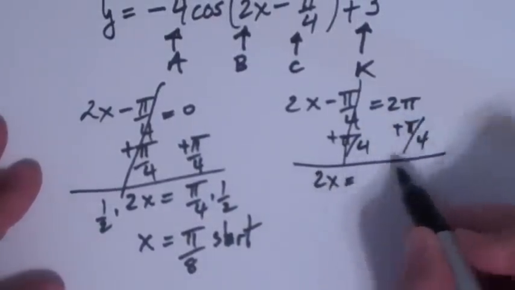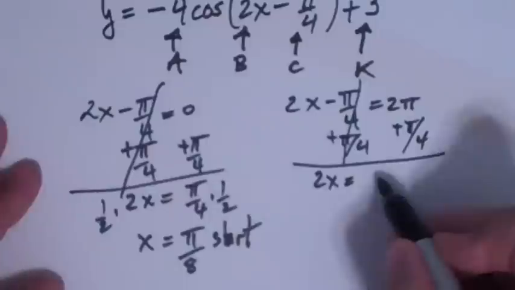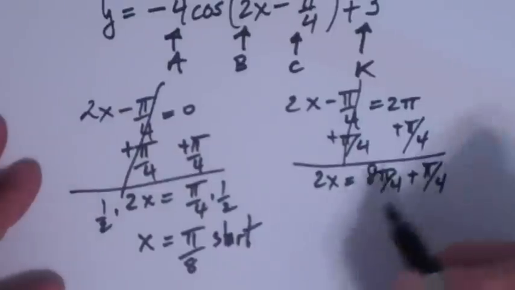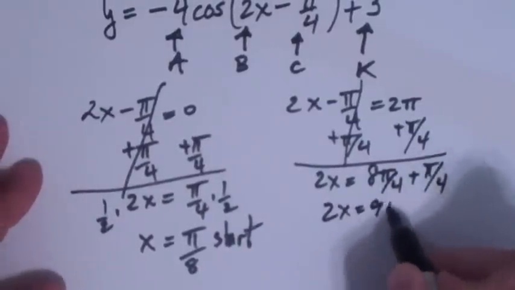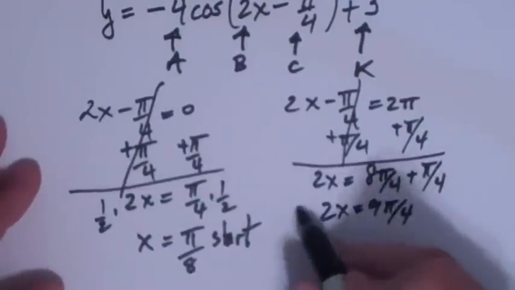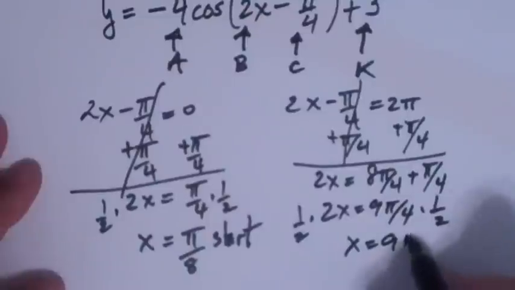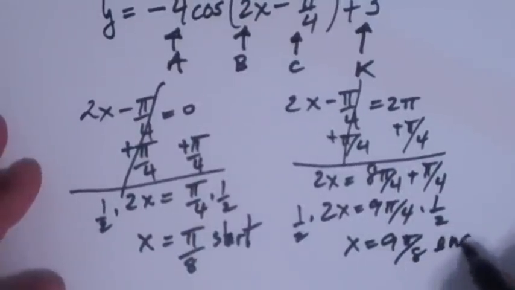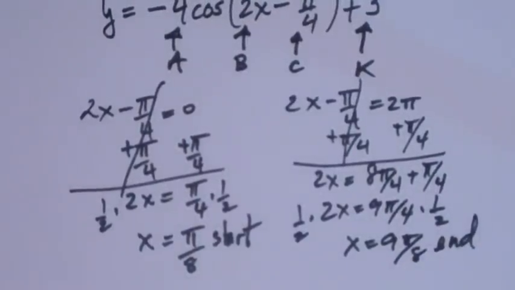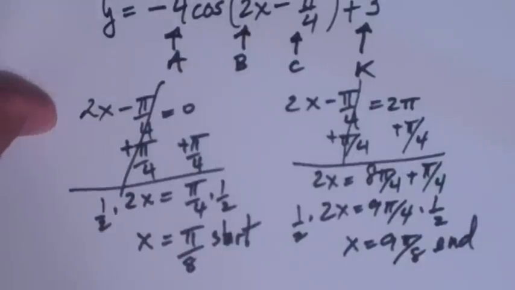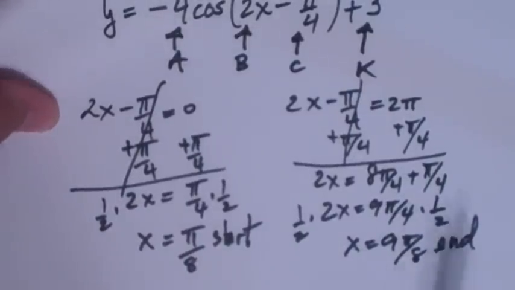And I would do the same thing here. So 2x equals, and here the 2 pi I'm going to go ahead and change into a common denominator. So it's going to be 8 pi over 4 plus another pi over 4. So 2x will be 9 pi over 4, and when you multiply by a half, you'll get x equals 9 pi over 8. This is where your wave will end. And of course, I'm saying wave, but this is really just one wave as a pattern for an infinite number of waves. Okay, so we're going to start at pi over 8, end at 9 pi over 8.